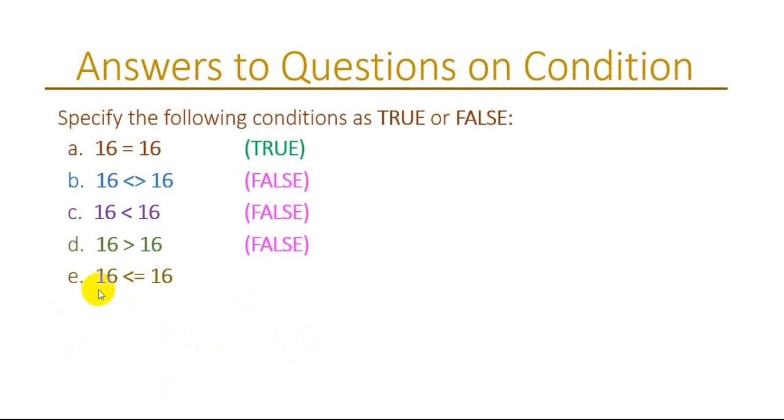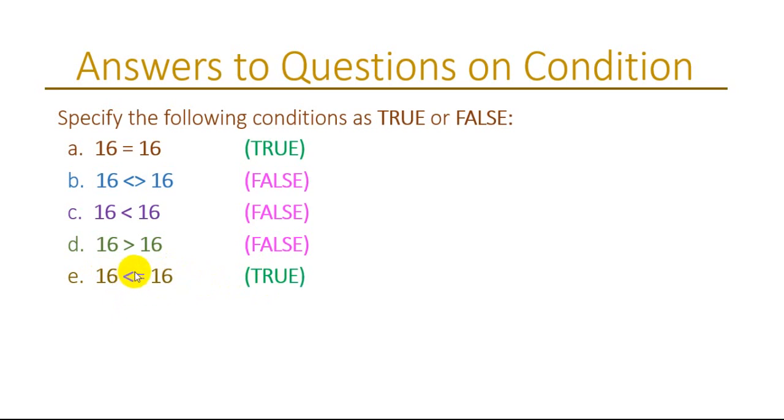Next one. Here, this one says 16 is less or equal to 16. Now, when you have less than 16, it's false. That's definite. But when you have both of these, which says less than or equal to, if this one is there or this one is there, it is considered true. So in this case, it is not less, but it is equal. So this one is true.